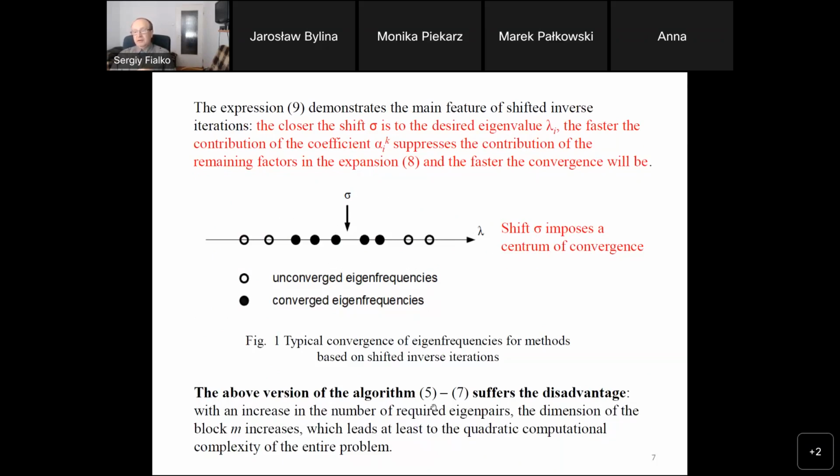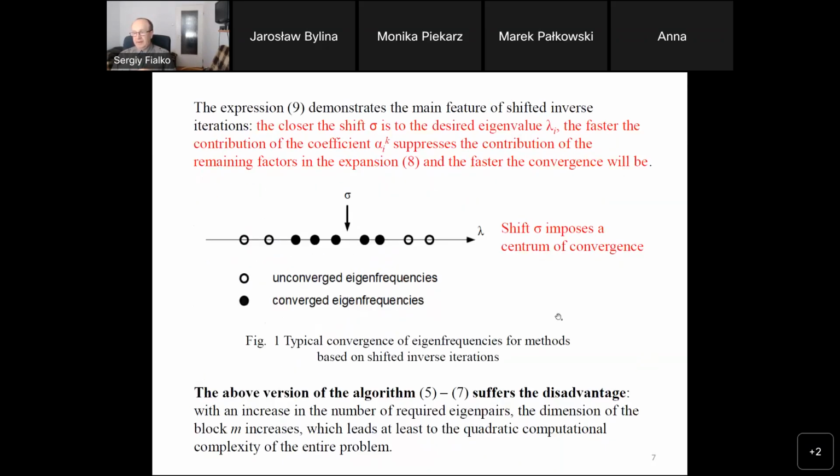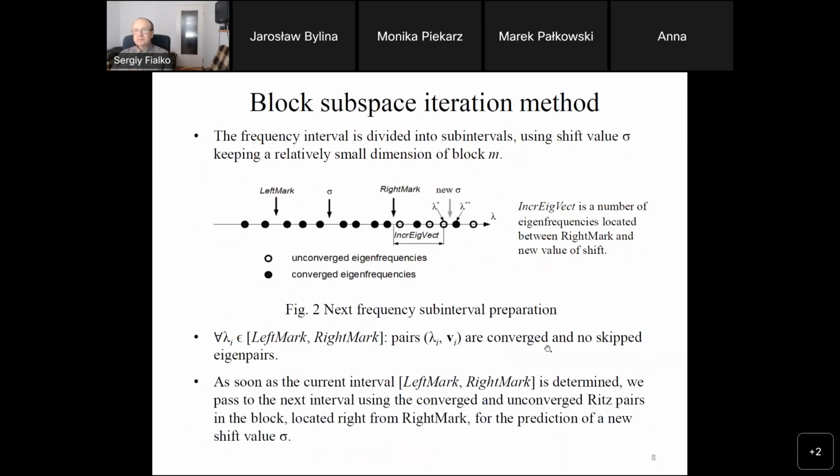The above version of the algorithm, steps 5, 6, 7, suffers a disadvantage. With an increase in the number of required eigenpairs, the dimension of the block m increases, which leads at least to quadratic computational complexity of the entire problem. To overcome this disadvantage, we apply a block subspace iteration method.